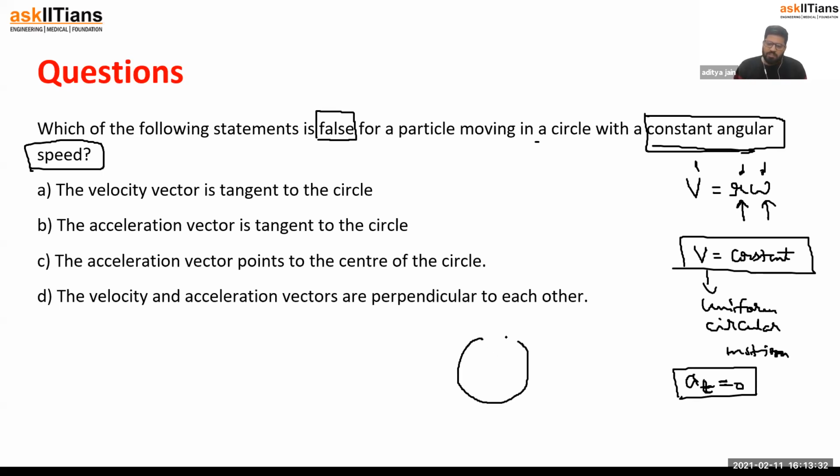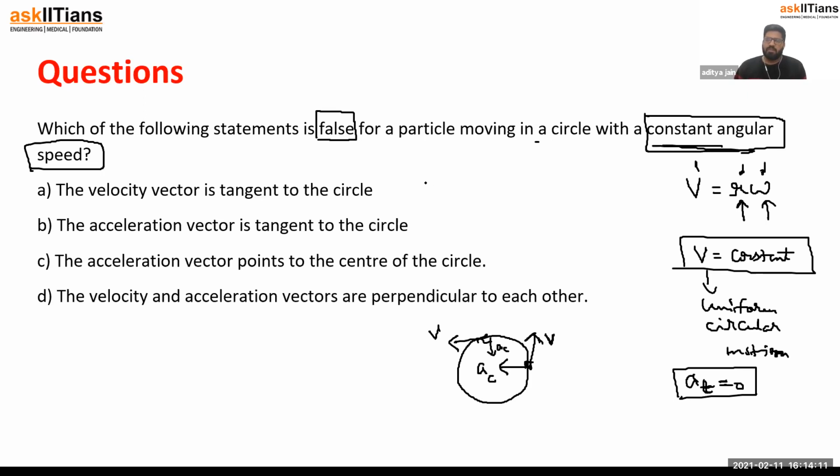Okay. So if I talk about this v equals constant condition, only one acceleration acts towards the center, which is centripetal acceleration. Tangential is zero and only a constant velocity is there, which is always perpendicular to the centripetal acceleration at any point. Suppose you are taking this point, magnitude is v, acceleration is towards the center, a_c, and both are perpendicular. So these are the properties the questioner is indirectly giving by saying constant angular speed. That is how to infer the hidden things given in the question. Okay, so he's asking about the false statement.